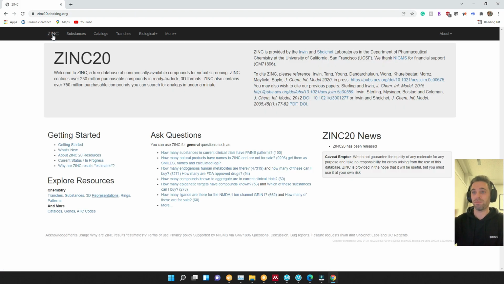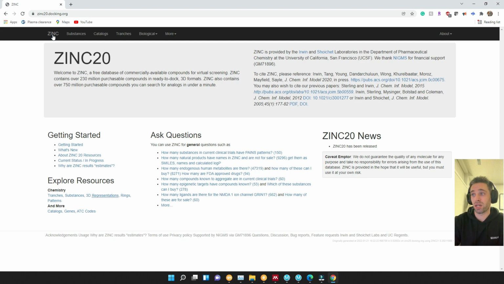Zinc20.docking.org/substances. If we go to home just to see what the ZINC database is about and what it can provide for us, ZINC is a free database of commercially available compounds for virtual screening. ZINC contains over 230 million purchasable compounds in ready-to-dock 3D formats. ZINC also contains over 750 million purchasable compounds that you can get for research in under a minute. It's basically compounds on demand that we can buy from a chemical company to see if they actually bind to our receptor target.